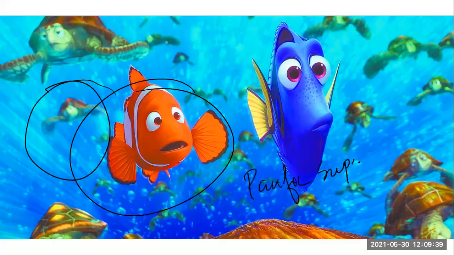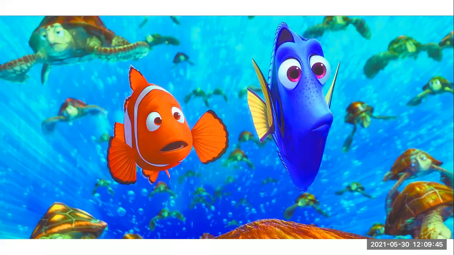So the Pacific Superhighway in the film is basically the East Australian current only. This current system is what is shown as the Pacific Superhighway. You can see the turtles in the surrounding portion are all moving fast. So why the faster movement? The faster movement is because of the water, because of the ocean current only.